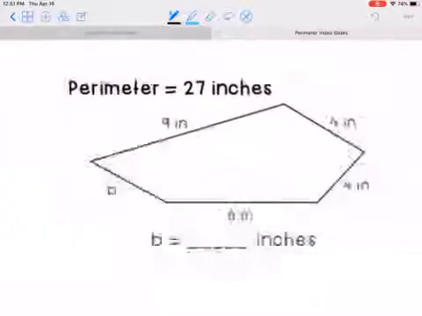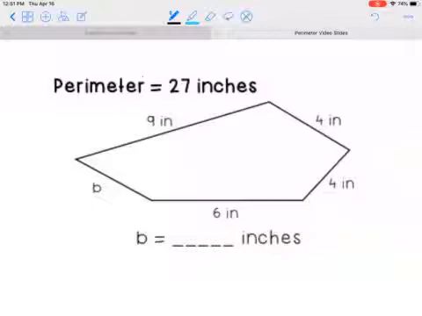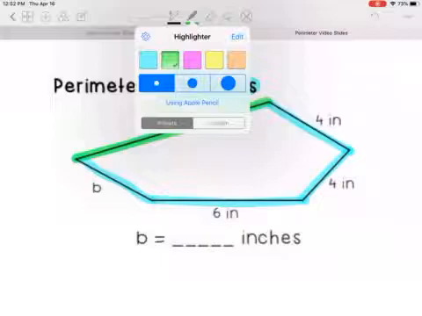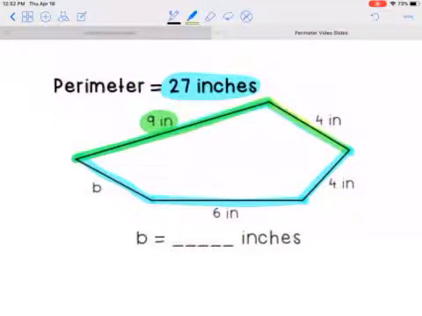Let's practice another one. For this example, we know that the total perimeter of this polygon is 27 inches. So all the way around this figure is 27 inches. We can see that this side length is 9 inches. This one and this one are 4 inches. And our bottom length is 6.